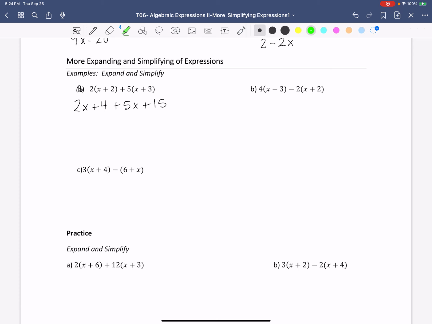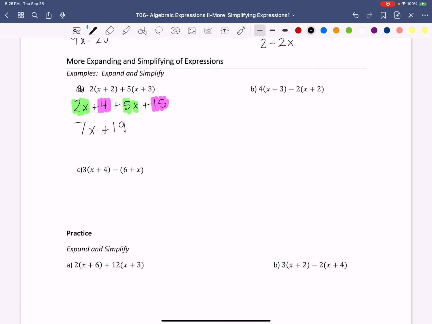And then from here, we can say we have 2x, we have 5x, then we have 4, and we have 15. So we have identified our like terms. We can simplify them. So I get 7x plus 19. And that is my final answer.